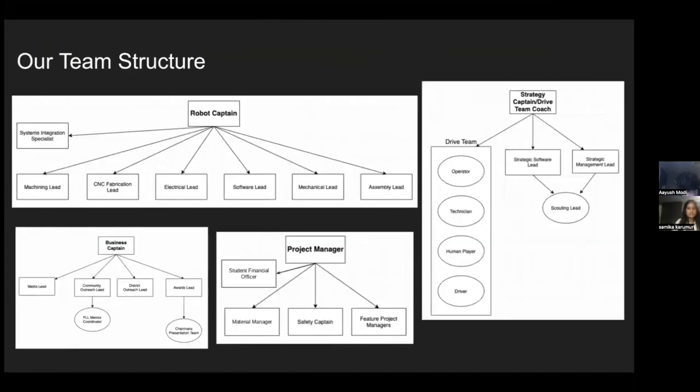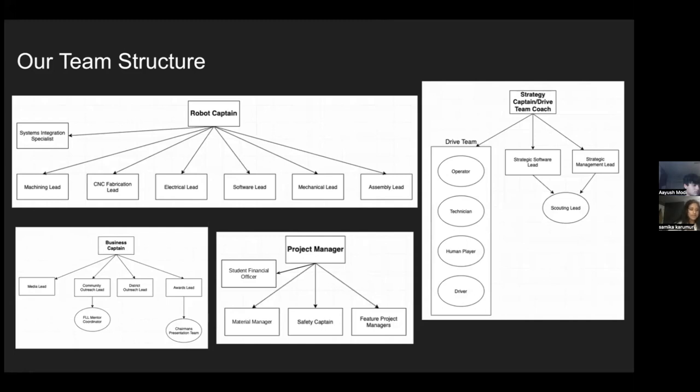So for our team structure, I'm going to run through it pretty briefly. We have four captains that each lead their own branch with multiple leads in each branch. And we also have additional roles such as a scouting lead and impact presentation team that fall under specific branches. In terms of the people that usually lead the execution of our robot, we have the robot captain, the sys, and the FPMs, while our project manager is leading our whole team, all branches included, through efficient execution.